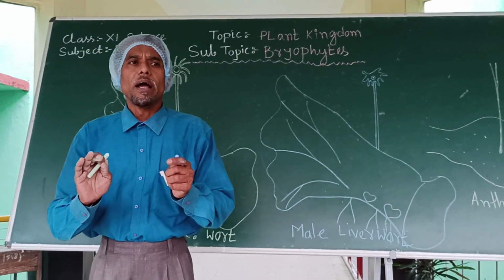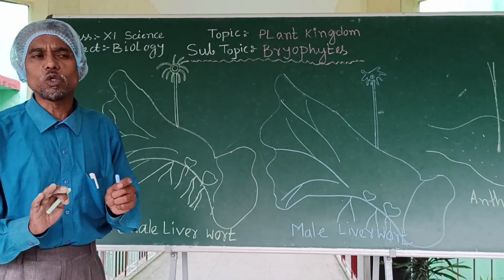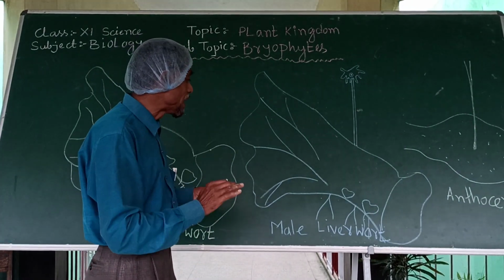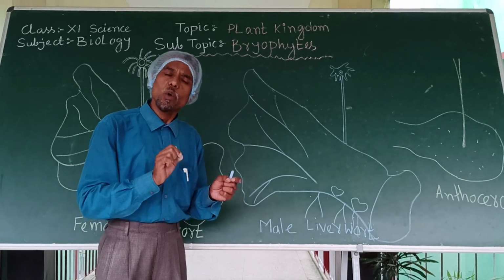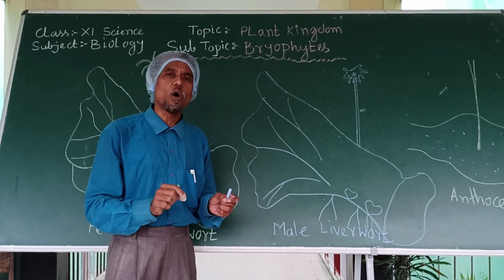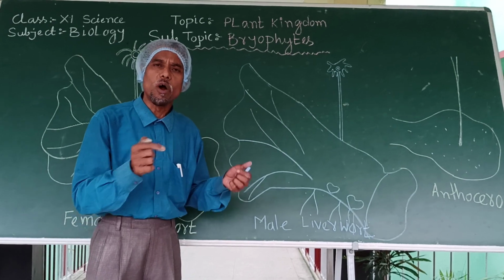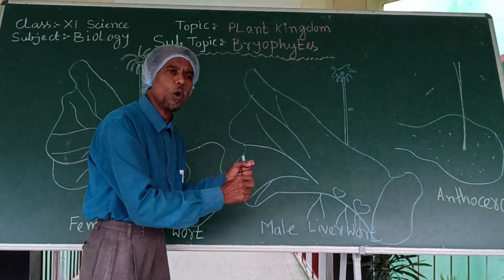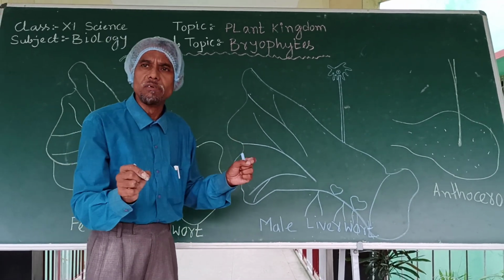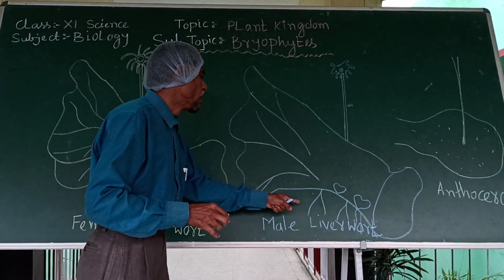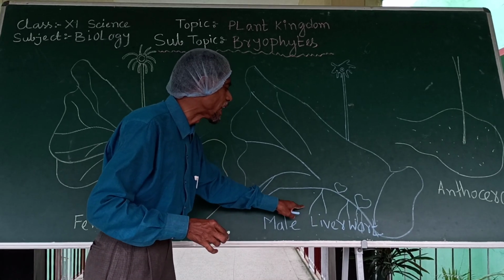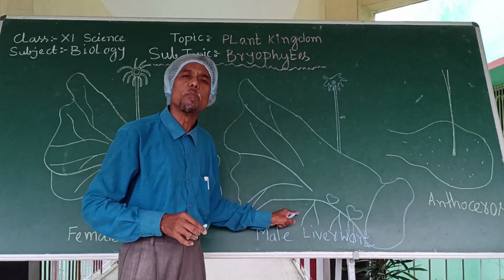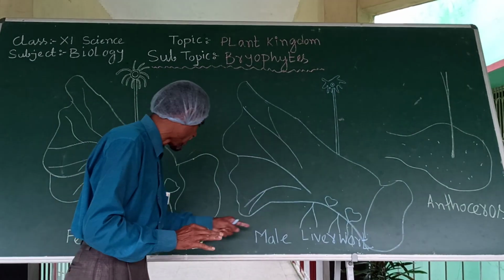perfectly not having the separate root, stem and leaf, but they are having root-like or leaf-like or stem-like structure. Some members of bryophyte are thallus-like, where the leaf is not clearly visible, but the root-like structure called a rhizoid, which is either unicellular or multicellular, is present in it.